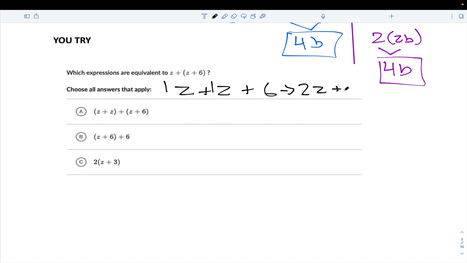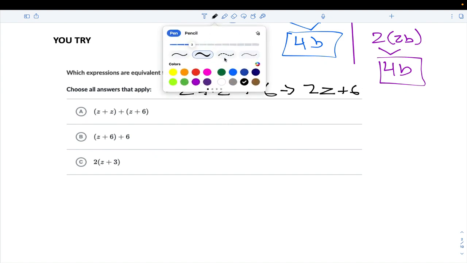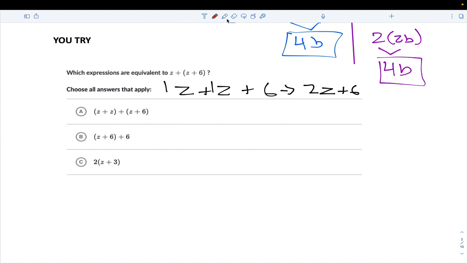That's our checkpoint. So you're going to solve for A, B, and C, and it should equal 2z plus 6. Which of these are equivalent to 2z plus 6? That's what you're checking for. As I'm walking around, I should see this amount of work.